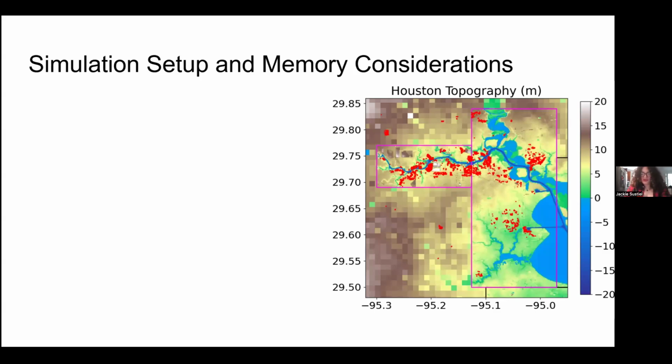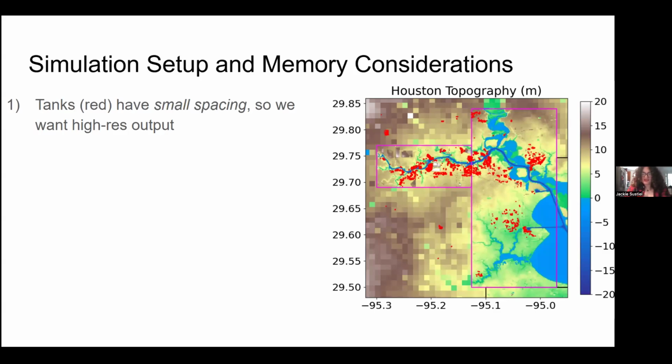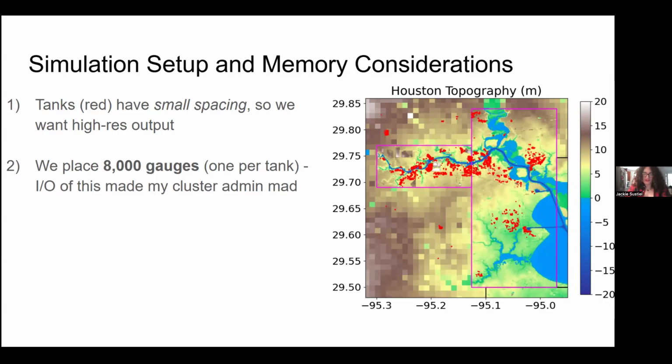So the setup is this. This is the region. All of the red dots are tanks. You'll note that the tanks are actually really closely spaced together. And just to make sure we can resolve as best as possible the effects of topography and height, we want to use high res output. So we also are going to place 8,000 gauges, one in each tank. The IO of this has made my cluster manager very mad. It actually takes a lot, and it is a consideration for when we run things.